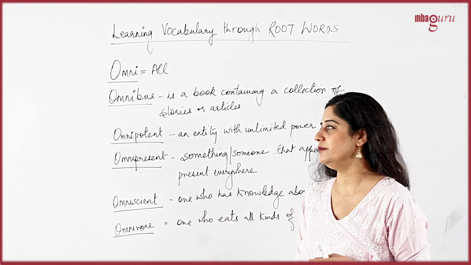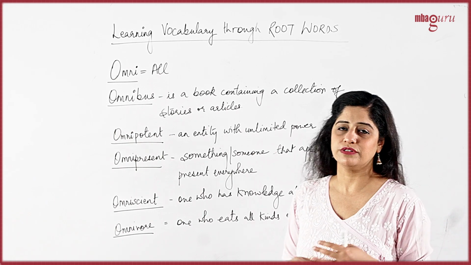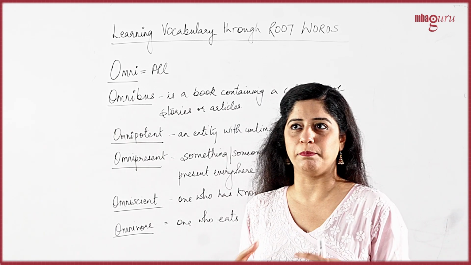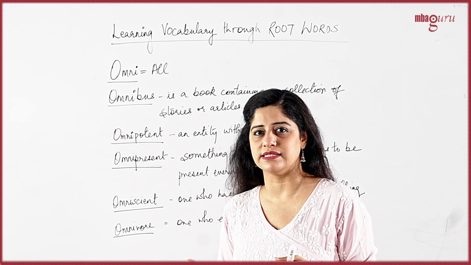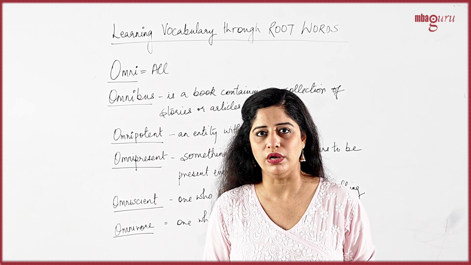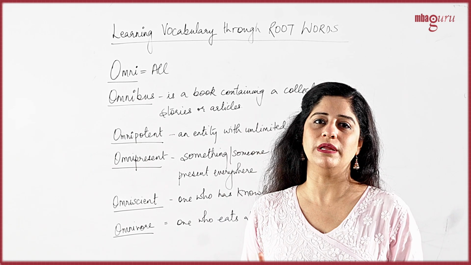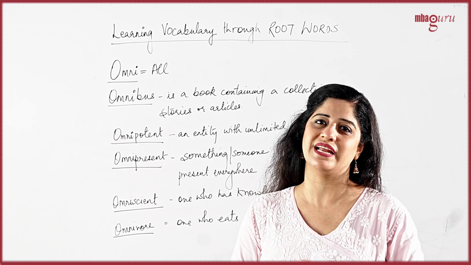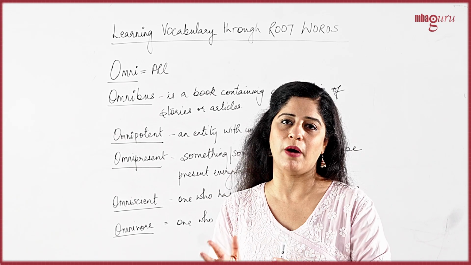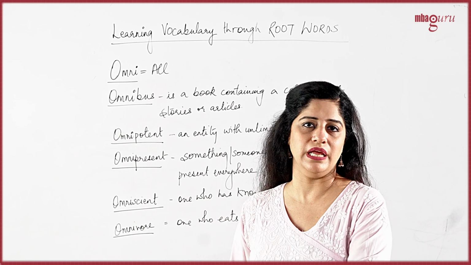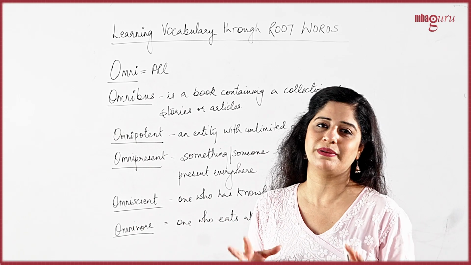Omni means all. When we refer to somebody as omnipotent, potency is the ability, the power. Omni means all. So when you refer to somebody as omnipotent, you're trying to say that this person has unlimited power. All the power lies within him or her. Therefore, the person is described as omnipotent.